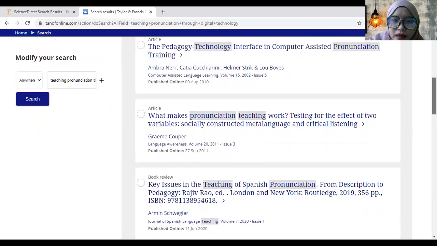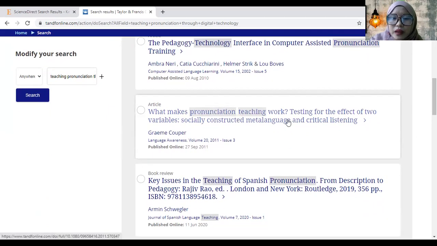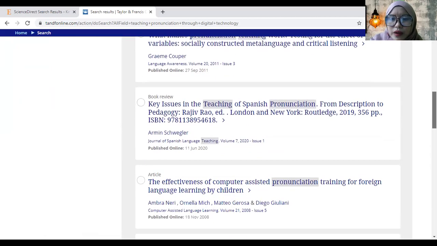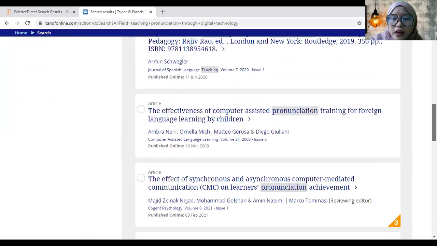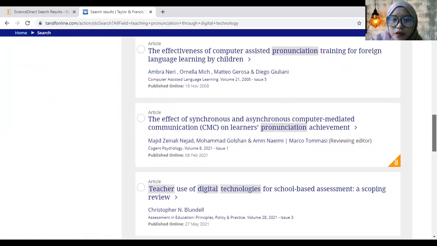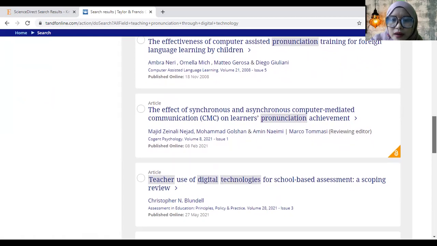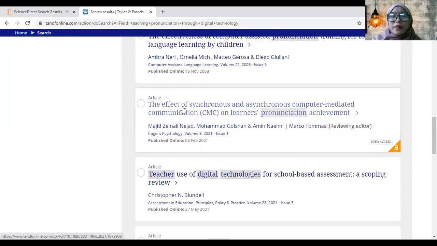And then, okay, pronunciation, listening, okay. Focus on the pronunciation. Okay, I guess we don't have it. So for now we have one. Okay, this one: The effect of synchronous and asynchronous computer-mediated communication on learners' pronunciation achievement. Yes, and this article also can be your reference because the year of publication is 2021.